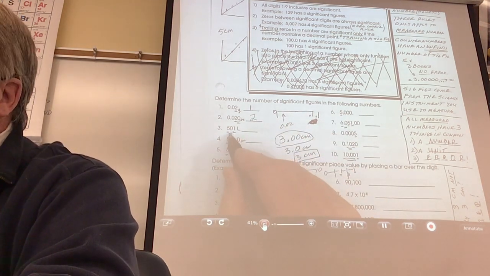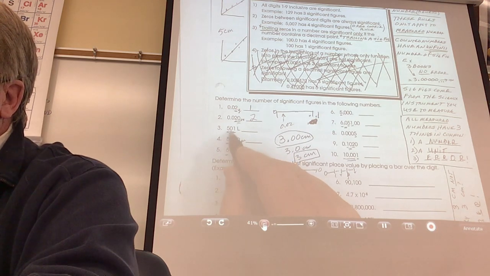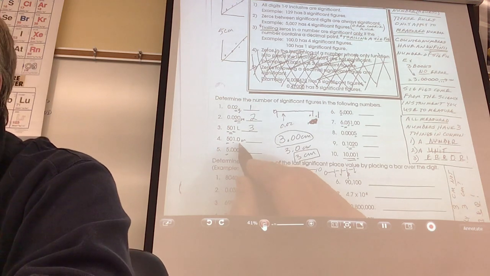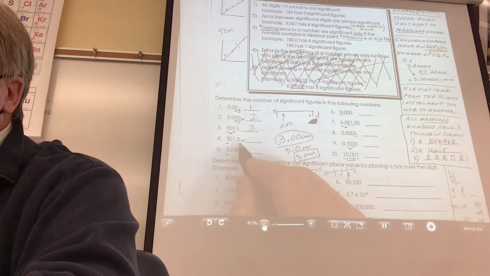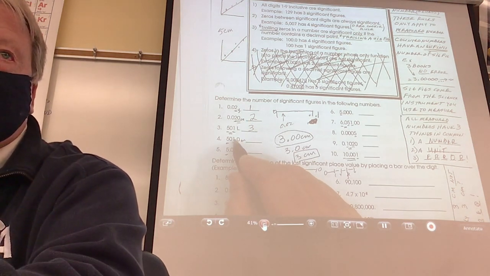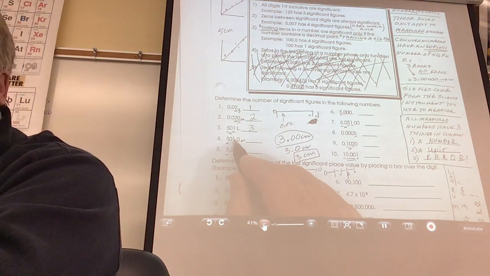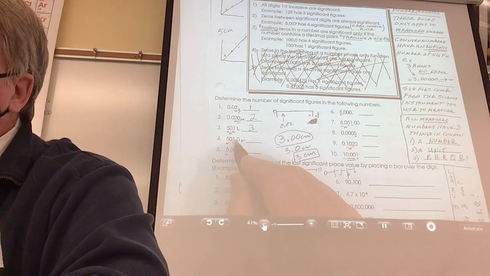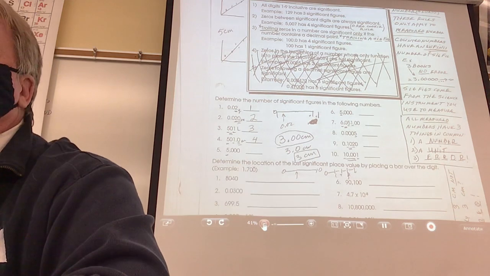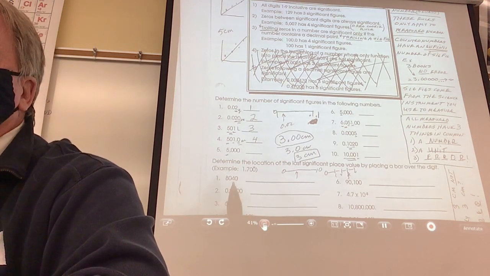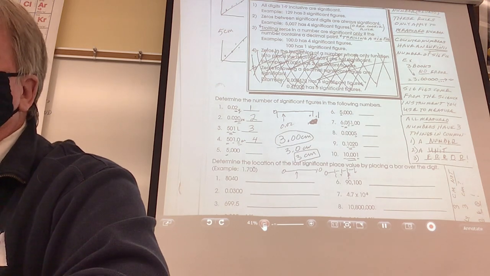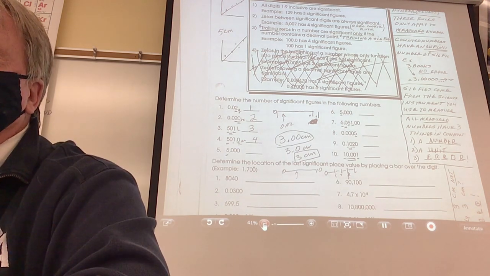Next one. There are no trailing zeros, so I'm done with this one. That's 3. Here's a trailing 0. Now, I never said trailing means trailing a decimal. No. The 0's trailing because it comes after the 1. You get it? But it happens to count because there is a decimal, isn't there? So you're in. Now, look at this one. Are these trailing zeros? Yes, they are. But they're not in because there's no decimal.